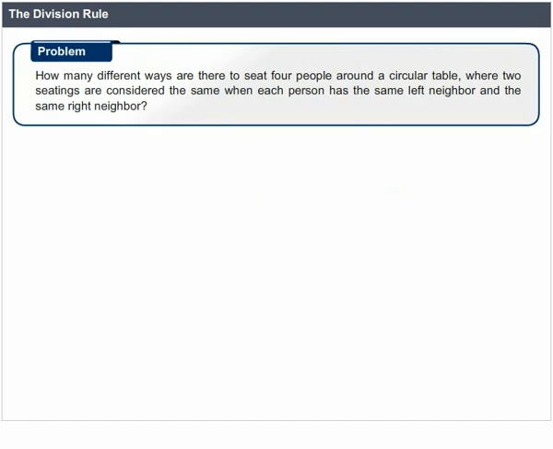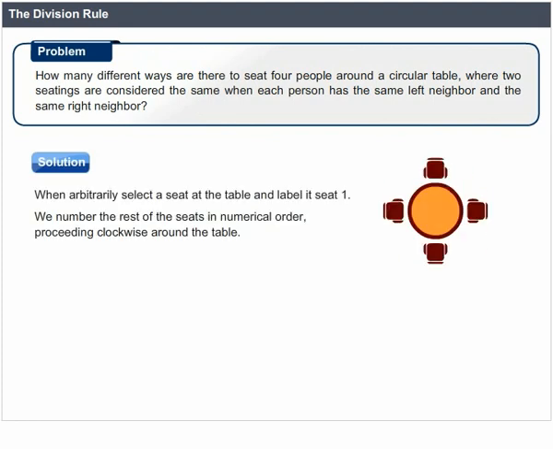How many different ways are there to seat 4 people around a circular table, where 2 seatings are considered the same when each person has the same left neighbor and the same right neighbor? Solution. We arbitrarily select a seat at the table and label it seat 1. Number the rest of the seats in numerical order proceeding clockwise around the table.